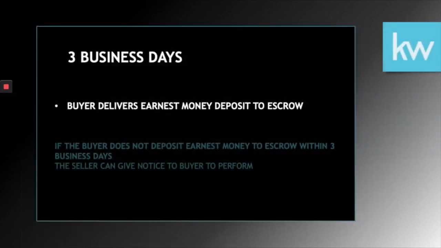So after our offer or counter offers have been accepted and all parties have signed, then we're going to get into our first time slot, which is 3 business days. And what needs to happen within 3 business days is that the buyer needs to deliver the earnest money deposit to escrow. And if the buyer fails to do so within those 3 business days, the seller can give what's called a notice to buyer to perform. And what that means is that it gives them 2 calendar days in order to either perform or the seller can cancel.